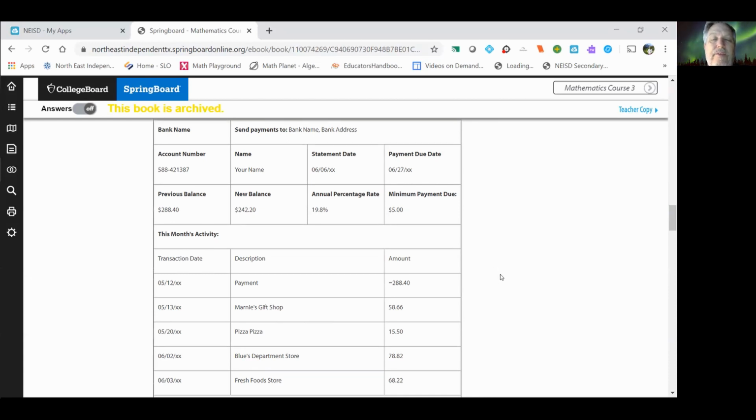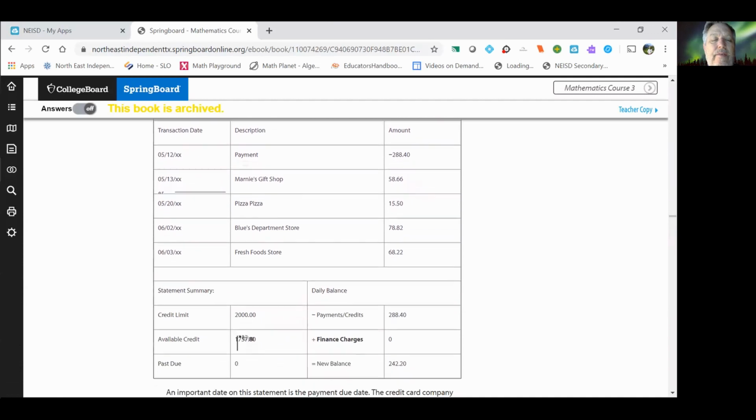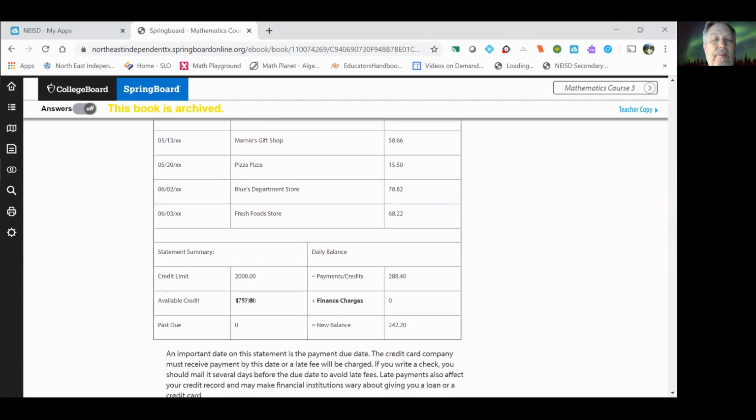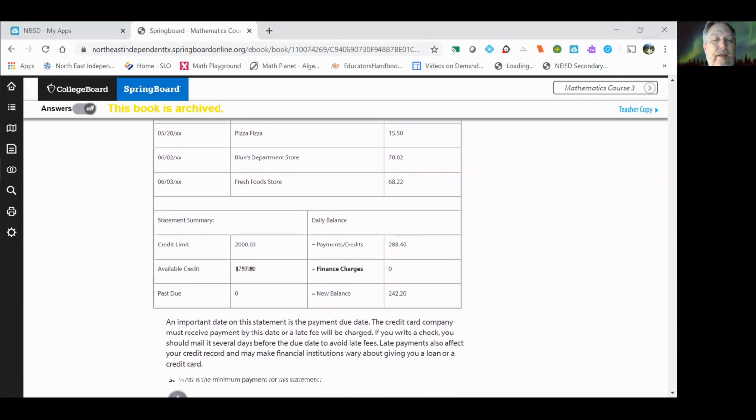Okay? Then you have this one's activity. This is where it's going to show your previous payment. It's going to show any purchases that you've made, and then, of course, it's going to show how much interest you ended up paying. Okay, they'll call that a finance charge on there.